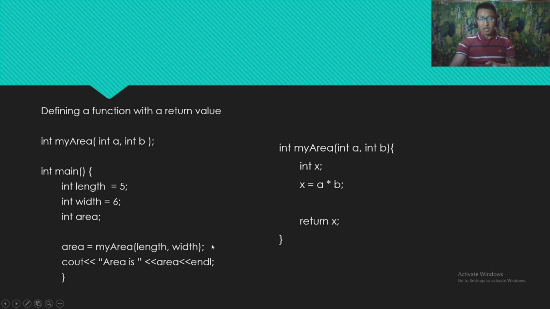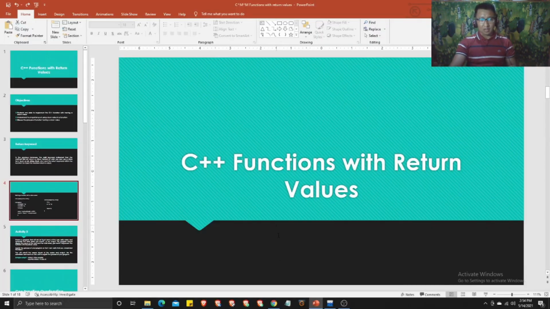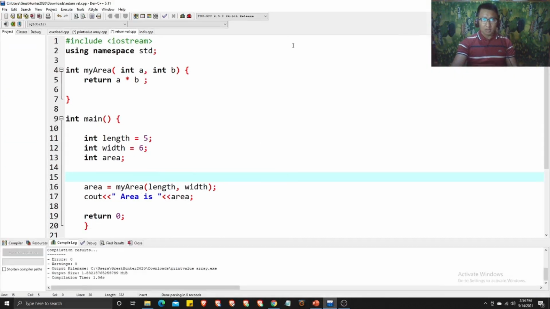After the calculation, usually automatically the exact value based on the calculation will be stored in this area. To give the output, you just call this variable name. That is why we have here cout area is area, meaning we need to provide an output, which is 30. Let me show you the example program. I have here an example program.